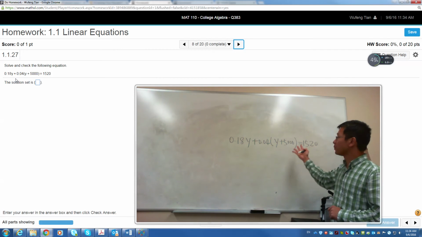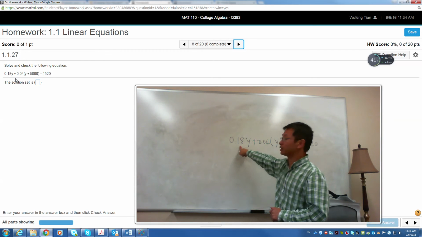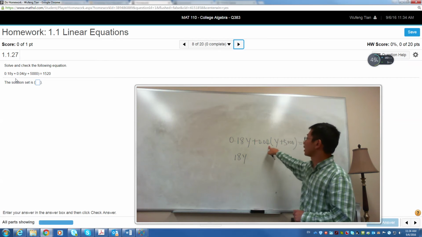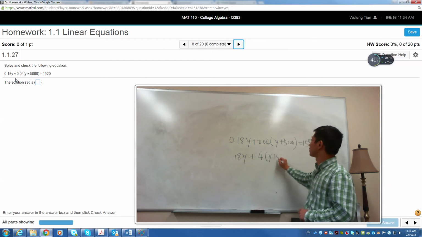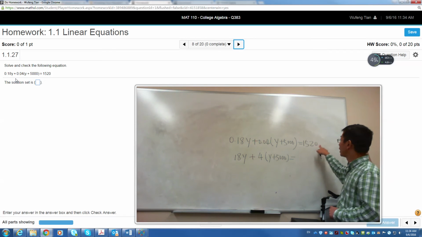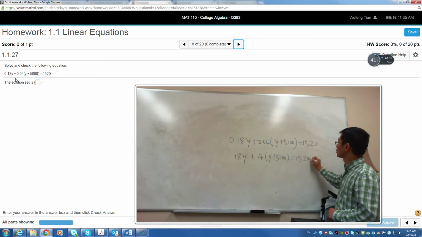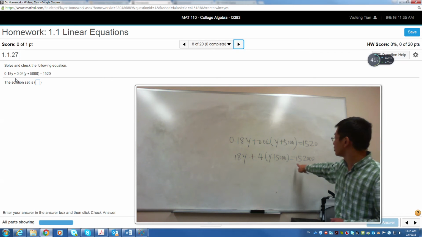So you can multiply everything by 100. If I multiply this by 100, the decimal is 1, 2, so it's 18y. If I multiply this by 100, it's just a 4y plus 5,000. If I multiply this by 100, I just add 2 zeros behind. So it's 1, 5, 2, 0, and 2 more zeros because I multiply by 100. Then you just need to solve this equation.